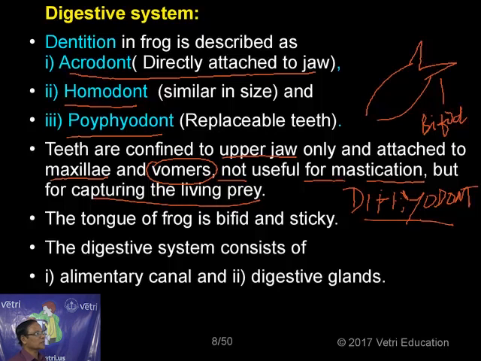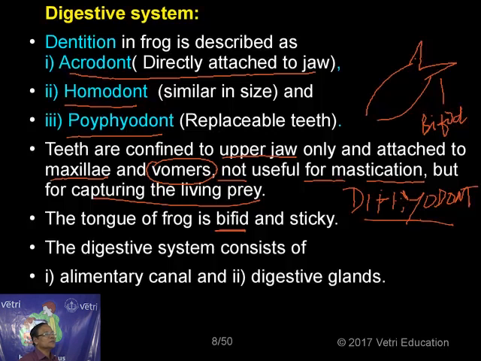Now I mentioned the tongue. The tongue is normally bifid and sticky. The terminal end is divided into 2, bifurcated. Such a tongue is called a bifid tongue. And it is always sticky, an adaptation to make the insect stick to the surface of the tongue while it is flicked out.